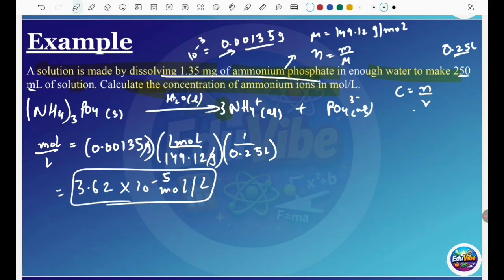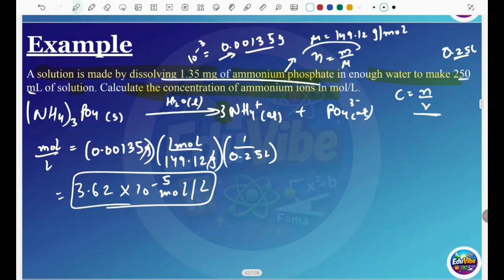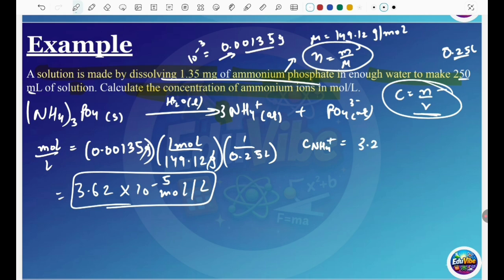You can do this, or you can do it with the formula. At first, do it with the formula to find n, then put it there to find the concentration. You get the same answer. We want the concentration for the ammonium ions, which is 3.62 into 10 raised to the power minus 5 moles per liter.